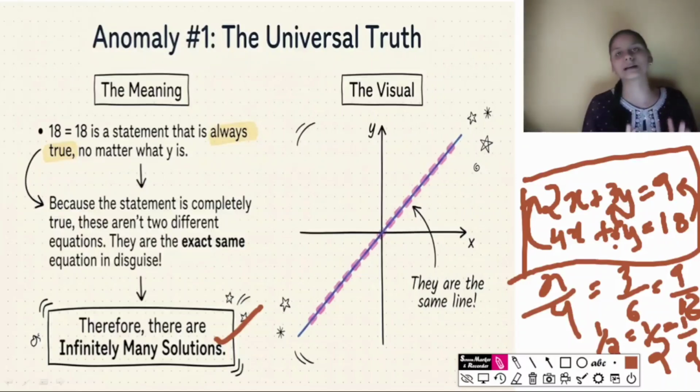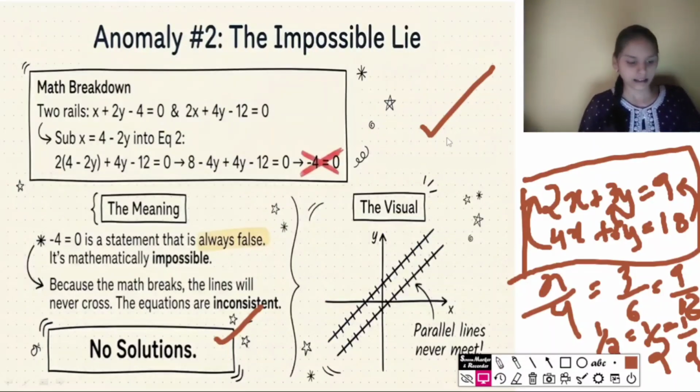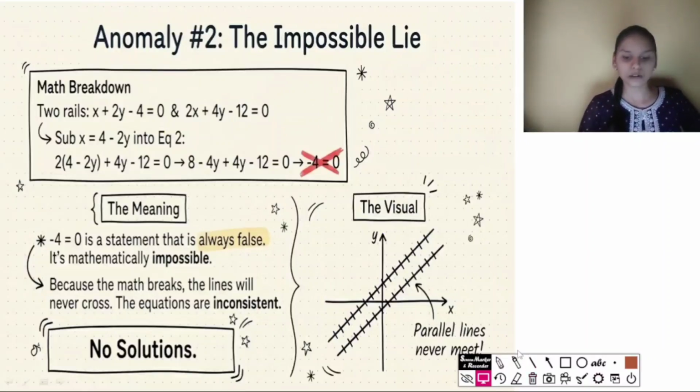Only then such cases come, and visually you are getting something like this, a coincident line. I hope you are able to understand this. Yes, and if you have learned the graphical method, you'll definitely understand this. Okay, so they are the same line. Yes, and the next thing is the impossible line.